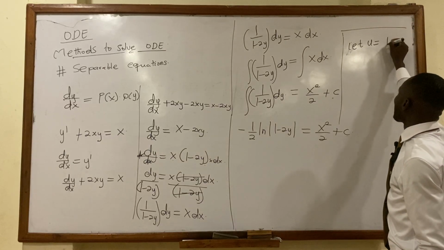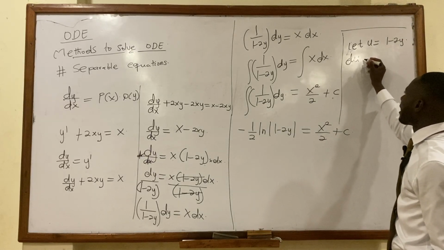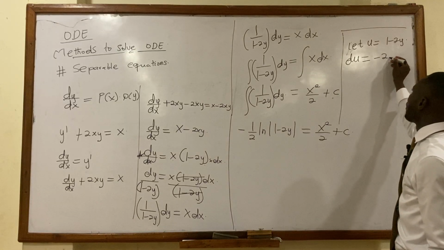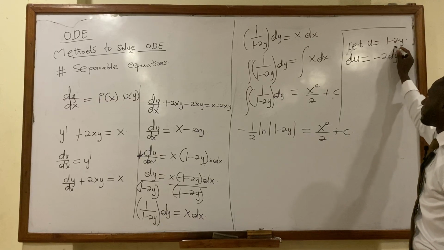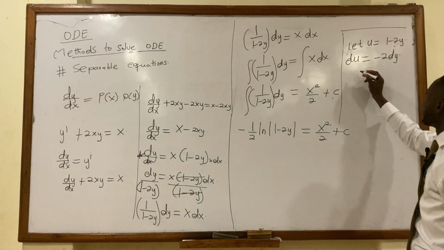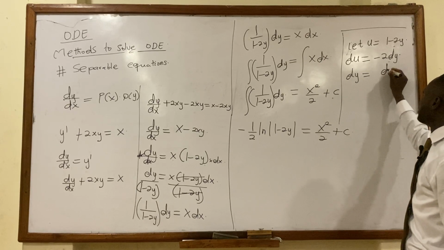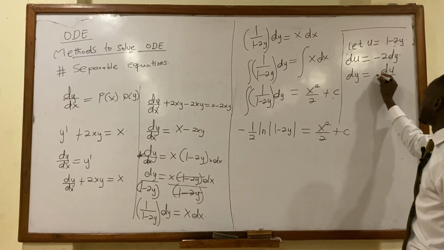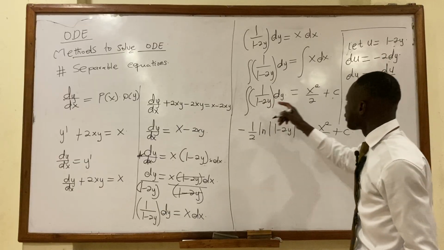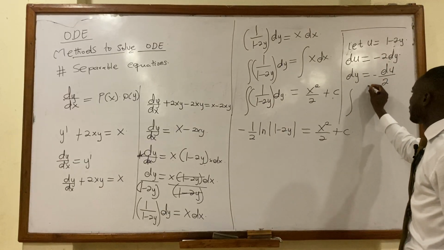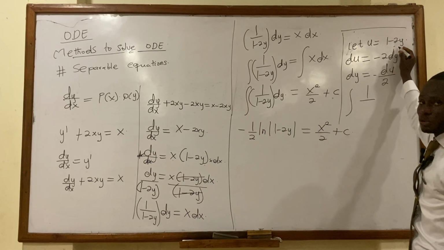So let u equal 1 minus 2y, right? And then differentiating this, we have du equals minus 2 dy, right? Because we are differentiating with respect to y. Good. So now let's make dy the subject. We have dy equals du over 2, and that will be negative because of this sign. Good. So now let's say we have 1 over u, because we said u should be equal to 1 minus 2y.